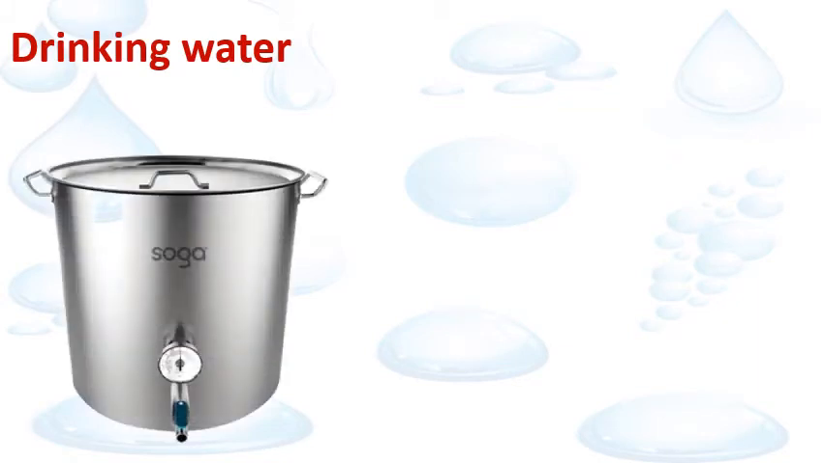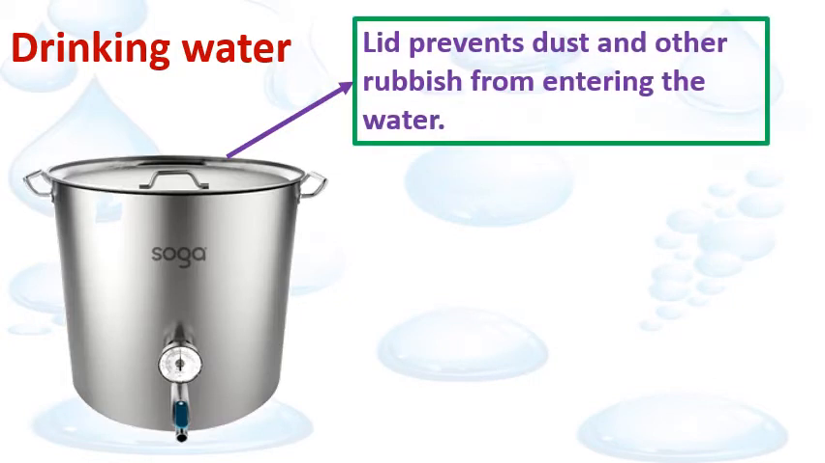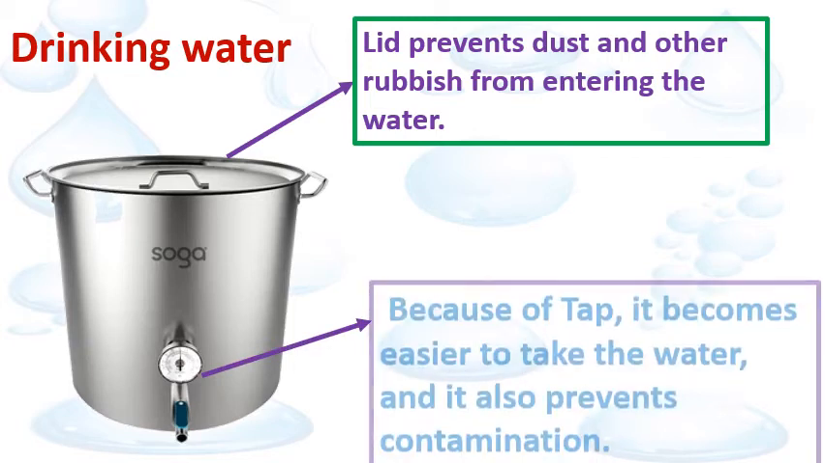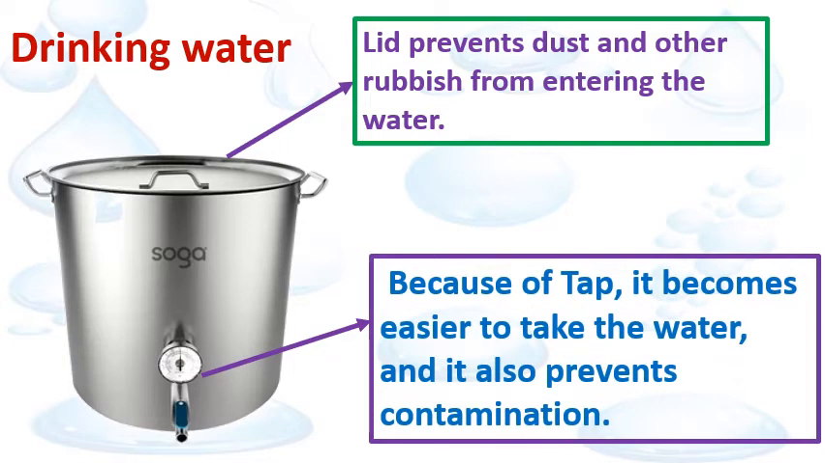Drinking water. See dear students, this is a steel drum. This has drinking water. Now this has a lid which prevents dust and other rubbish from entering the water. A lid should be there for the container which has drinking water. And this is the tap. Because of this tap, it becomes easier to take the water and it also prevents contamination. Got this? So our drinking water container must have a lid and tap. Okay?